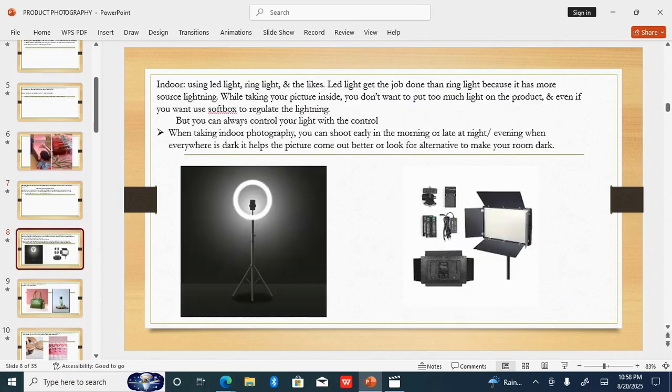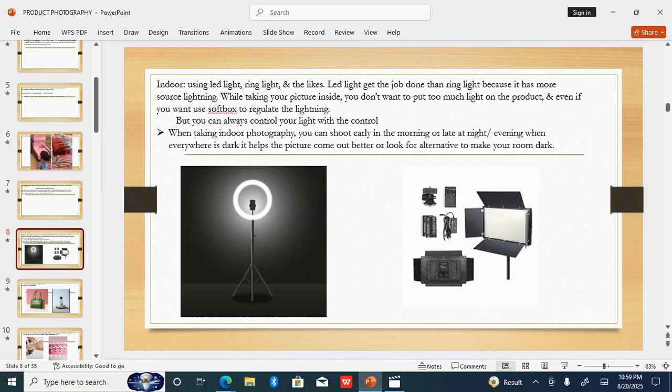Now, indoor photography. This time the sun is not coming directly into your room, unless your table, where you take your product picture, is directly opposite a window that lets light in. But when you are taking pictures inside, you want to get LED lights, ring lights, and white bulbs, not ones that are too bright. When you're taking your product inside, it is more advisable to buy LED lights than ring lights. Yes, ring light is also a source of lighting.